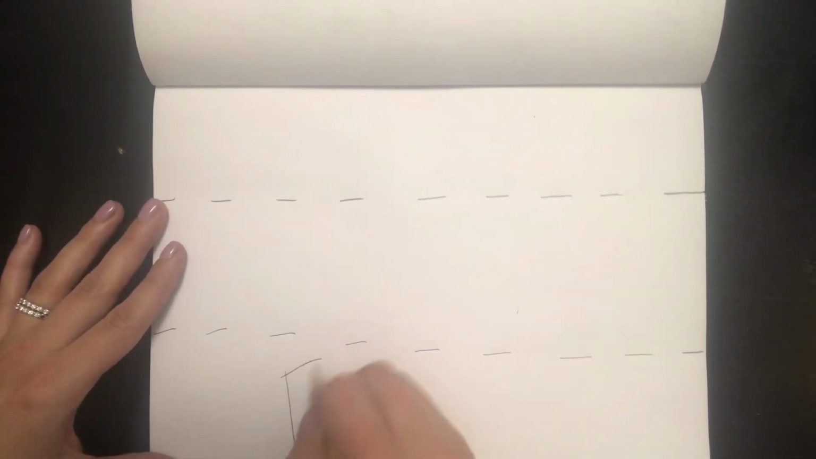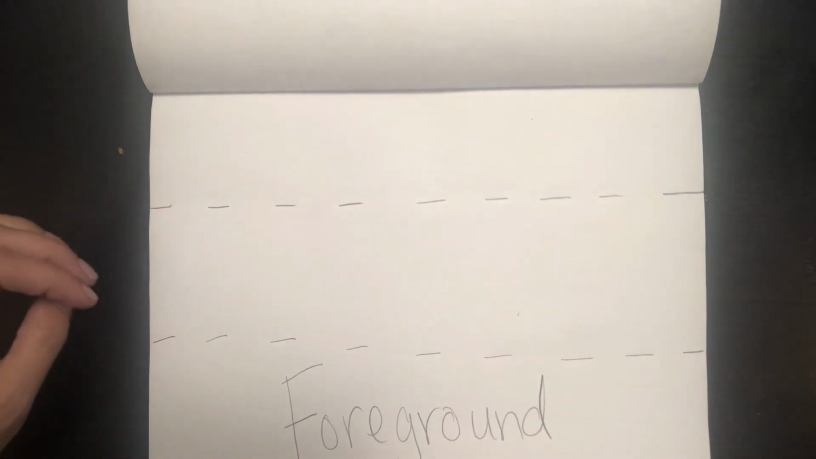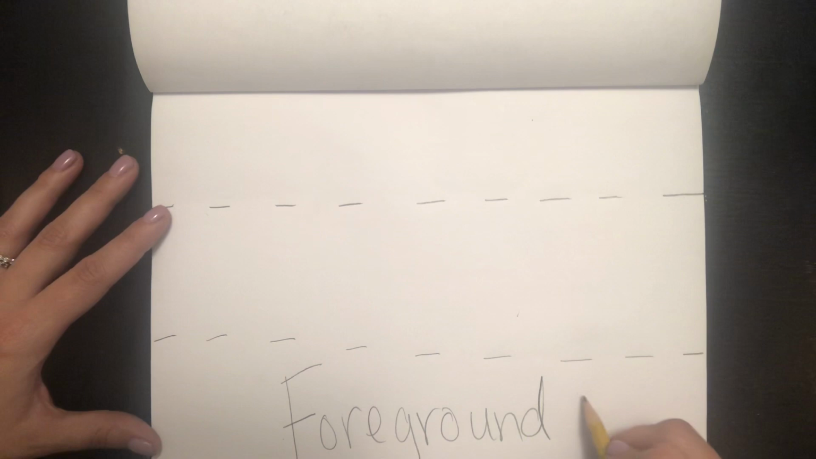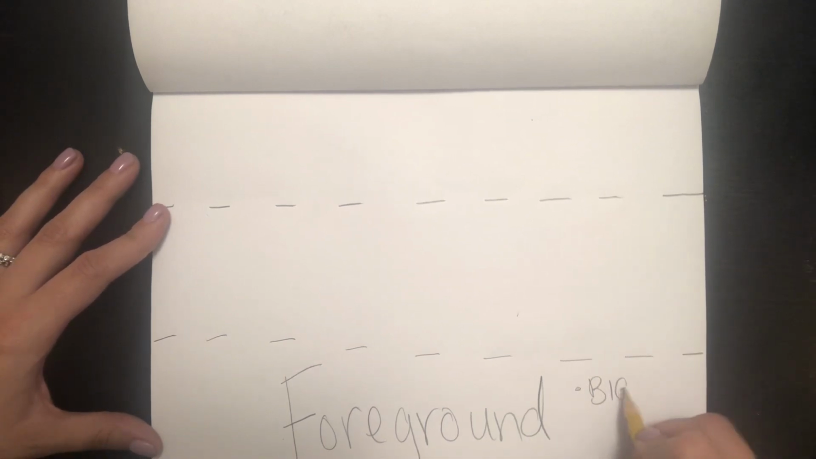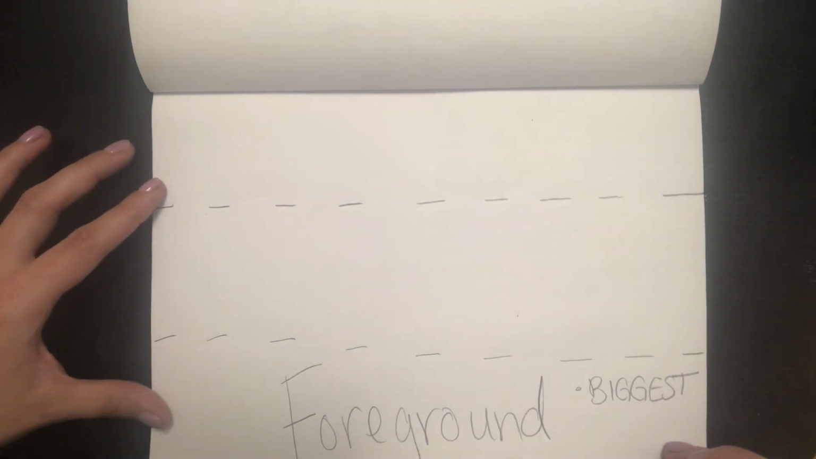So here, way down in the front, is called the foreground. Notice how foreground sounds a little bit like front. The thing that's important about the foreground is that things in the foreground are the biggest. I'm going to even write it big. Things might be going off the page. They might be super big, right?